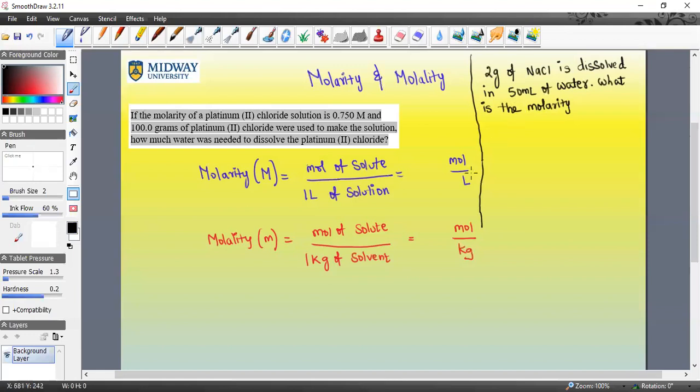And then we can certainly convert the milliliters to liters, because I told you again and again, I repeat, if density is not given, you're going to assume that the density of water is the same as the density of the solution. So whatever the milliliters of water you're given, you're going to convert that into liters and treat that number as the total volume of the solution.